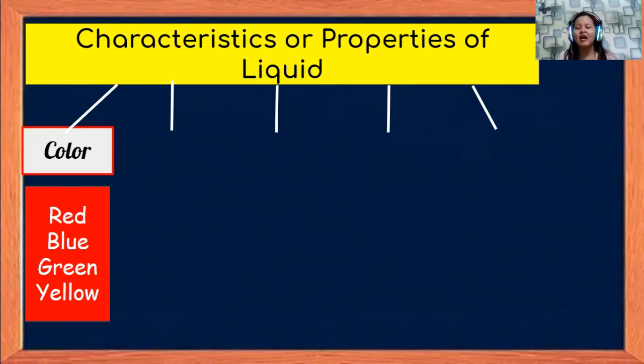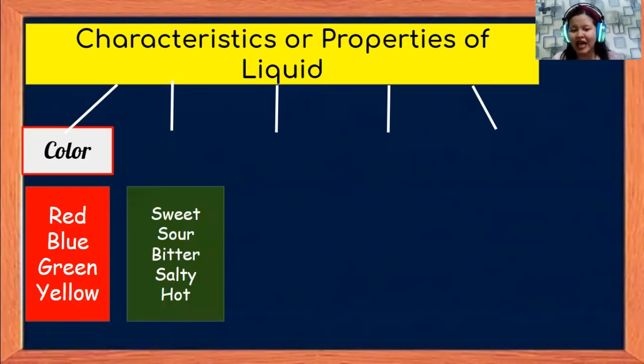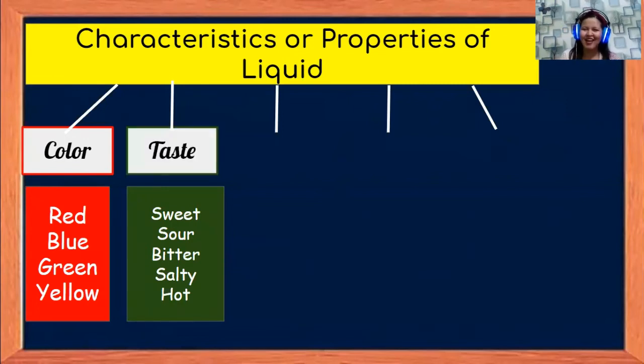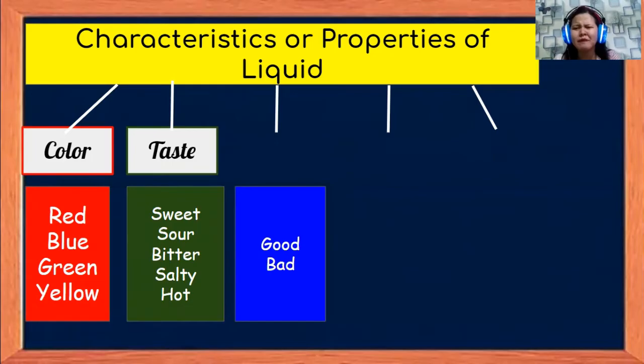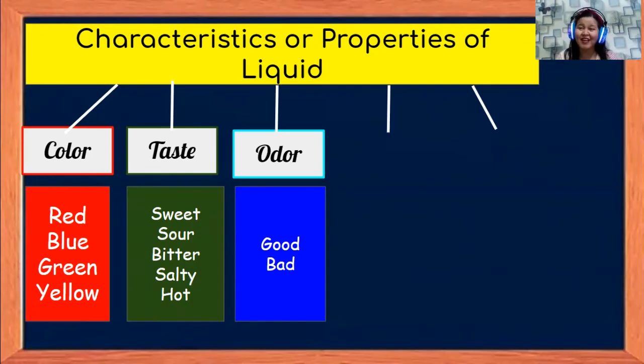Very good. How about this? Sweet, sour, bitter, salty, and hot. They are called taste. Correct. How about good or bad if you use your nose? Okay, you can observe that the liquid is either good or bad. How can you tell them? What property or characteristic are we referring? Okay, we are referring to odor or smell.